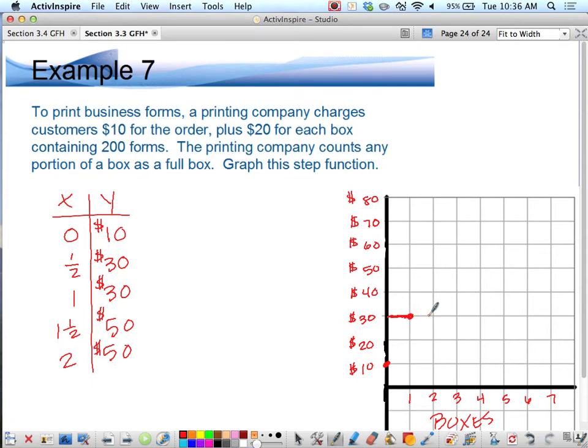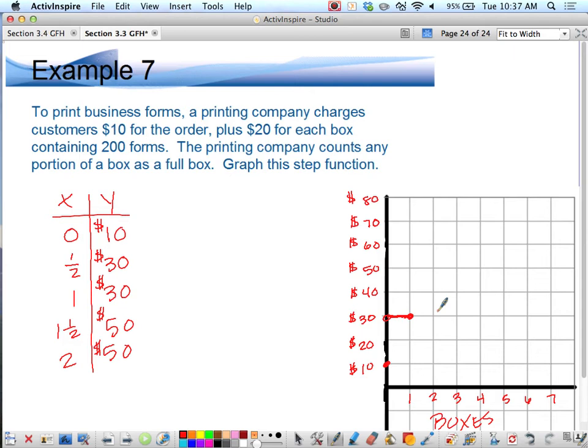So notice that the closed circle is on the right side rather than the left side in this case. This side over here is where it makes its jump, so we'll put an open circle there. Depending on how the problem is worded, the open circle could be on the left or on the right. Here it's on the left, but on the greatest integer function, it actually always ends up being on the other side. So you have to be real careful with this.